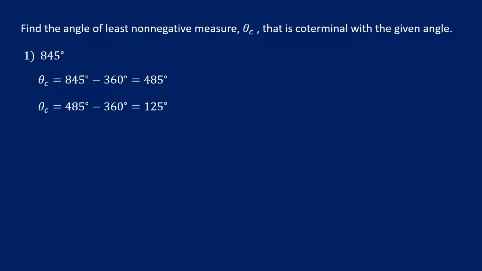So 485 minus 360 gives me 125 degrees. Now, if I were to subtract 360 again, I would have a negative angle. So 125 is the least non-negative coterminal angle to 845.